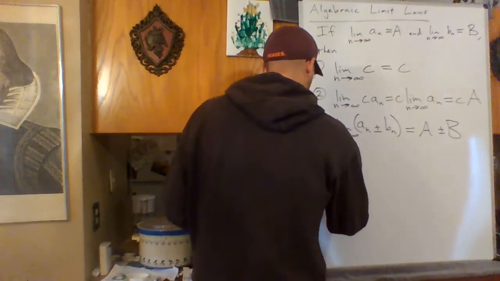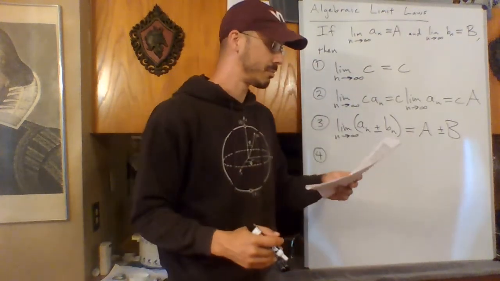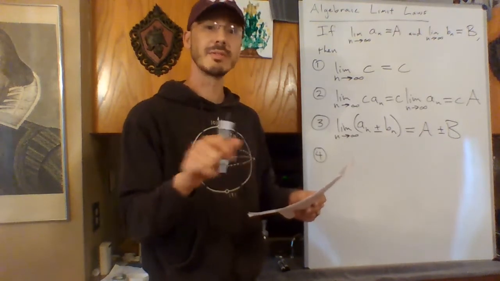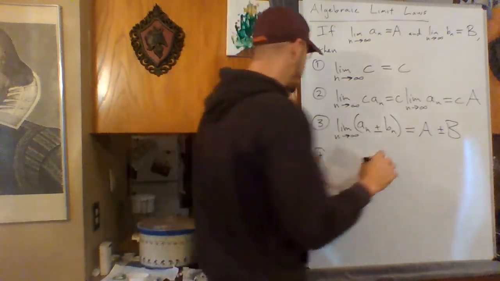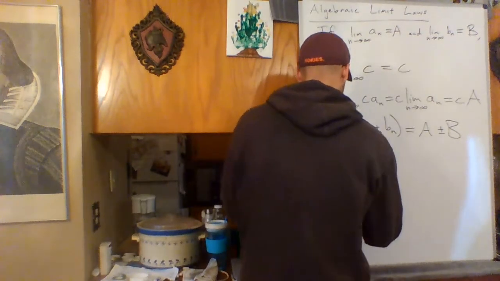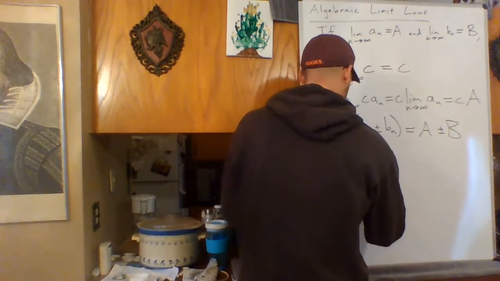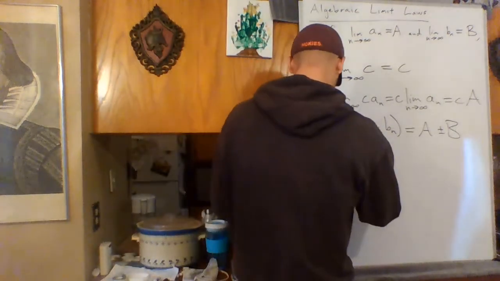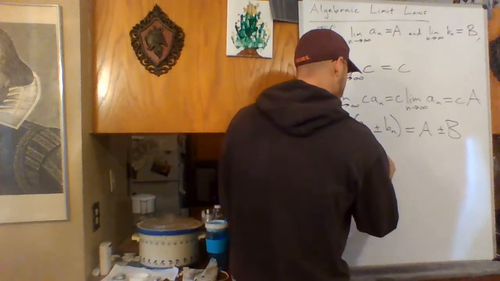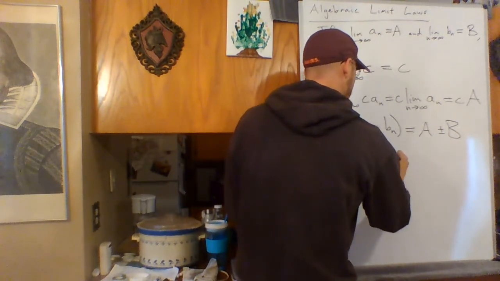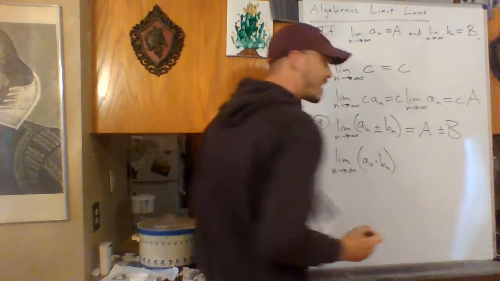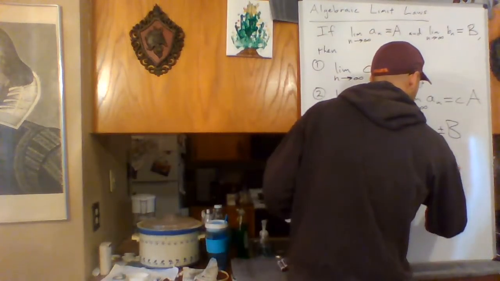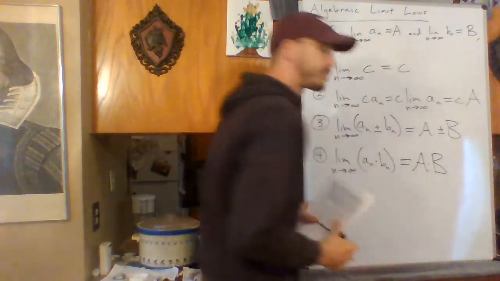Here's one that applies to limits, but not derivatives and not integrals. This is a limit of a product. So to start with, the limit as n goes to infinity of a_n times b_n, or just a_n b_n for short, is the product of the limits.